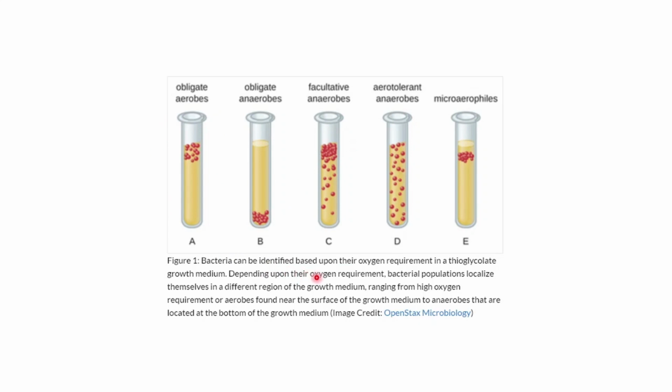Bacteria can be identified based upon their oxygen requirement, and depending on it, bacterial populations will localize in different regions of the growth medium. Obligate aerobes require oxygen, so they'll accumulate at the top. Obligate anaerobes will accumulate at the bottom because they do not require oxygen, and sometimes oxygen can be really toxic for them. These are facultative anaerobes, these are aerotolerant anaerobes, and these are microaerophiles. So these are very different types. I'll talk about the facultative anaerobes.